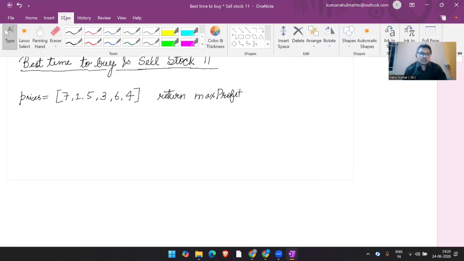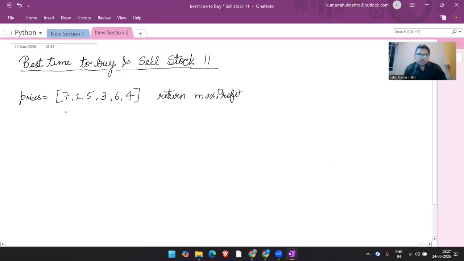So here I have taken this example. Here I have taken the prices in the form of an array. On day 1 the price of the stock is 7. On day 2 we have 1. Day 3 we have 5. Day 4 we have 3. Day 5 we have 6. And day 6 we have 4. So the prices keep fluctuating.